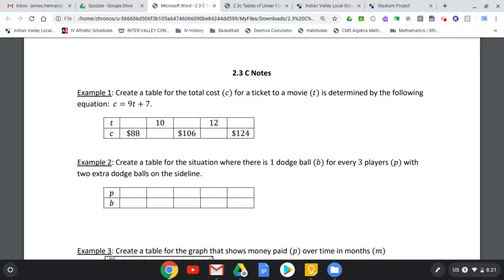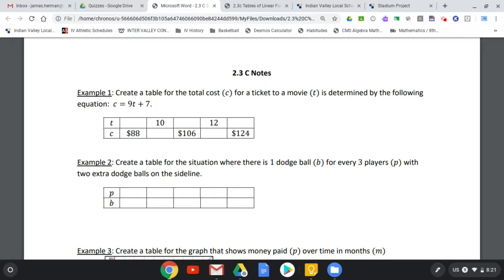Anything else? Yes. To the first degree. Good. Something else? Every input only has one output. That's a function. We're talking specifically about linear. It has a constant rate of change. Good. I don't know where you guys are getting this stuff from, but that's good.